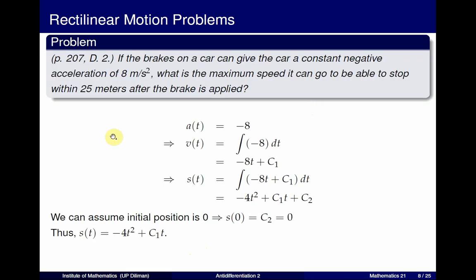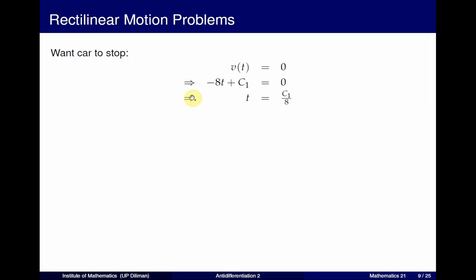And let's go back. What do we want here? We want the car to stop within 25 meters after the brake is applied. So the position at the time when the car stops, which is c1 over 8, must be 25. So at time t equals c1 over 8, the car must travel 25 meters. And that explains this equation: S of c1 over 8 equals 25.